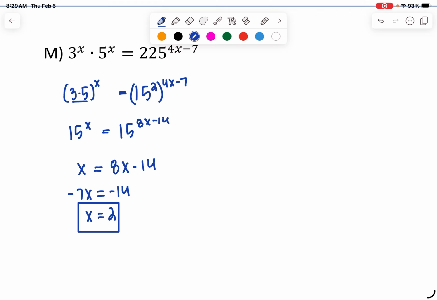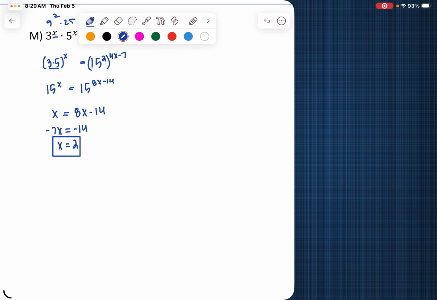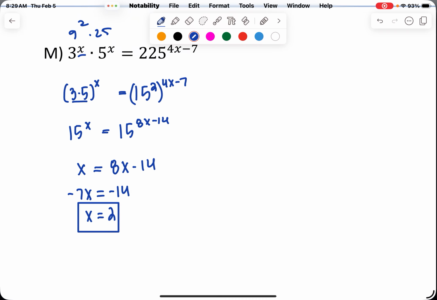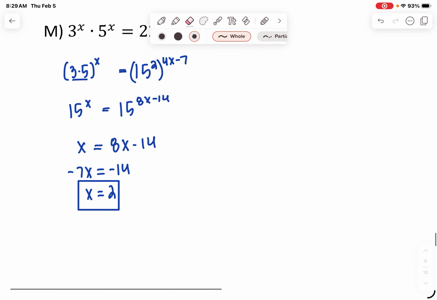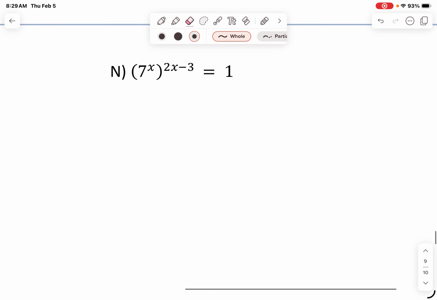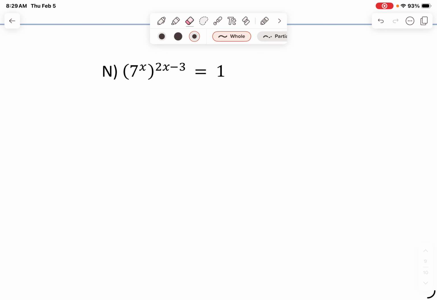If you wanted to mental math check just to think that I'm not cuckoo, you could. Plugging in a 2 here, you get 9. Plugging in a 2 here, you get 25. If you multiply those two, you get 225. And then if you plug in a 2 here, you get 8 minus 7 is 1. And that's right. So all of the properties we did worked out beautifully. All right, let's move on to the next one here.